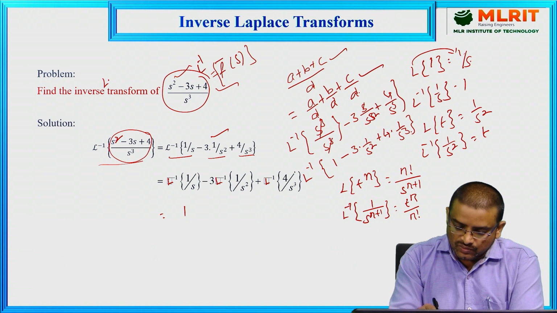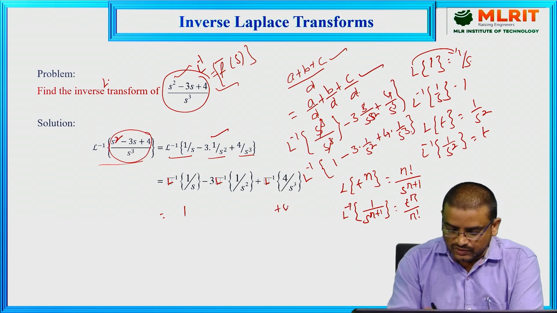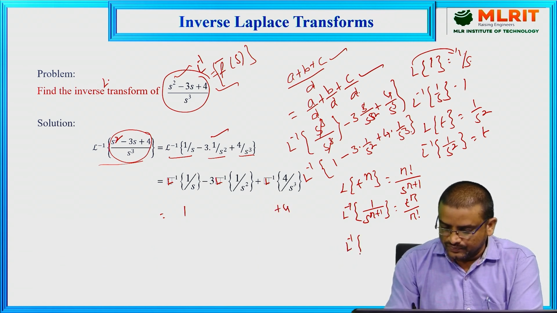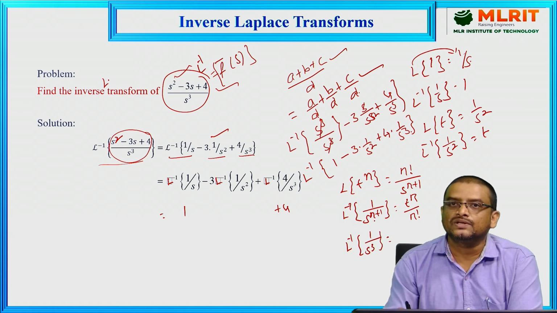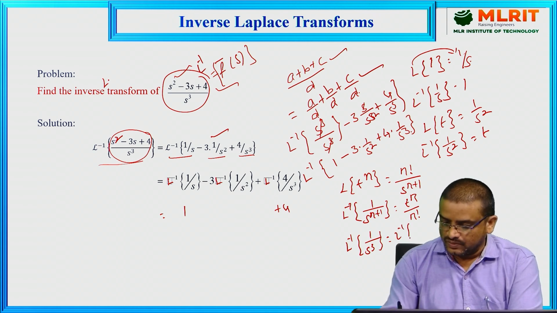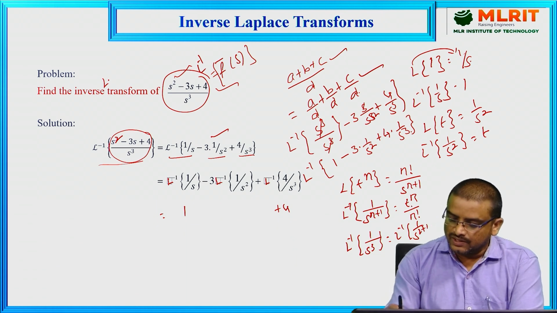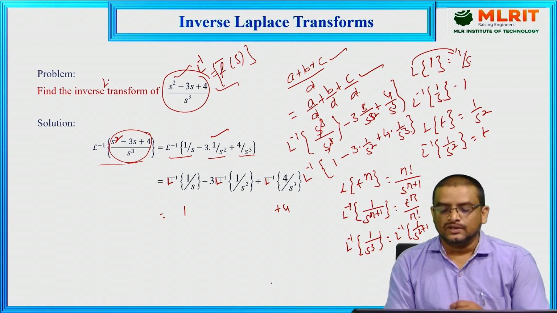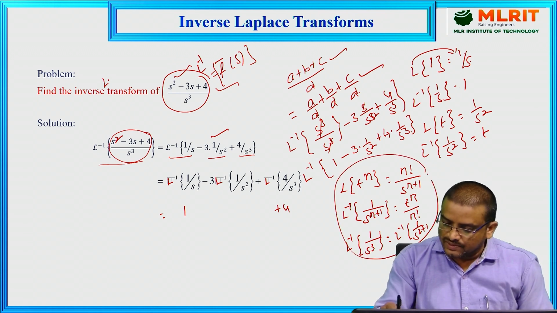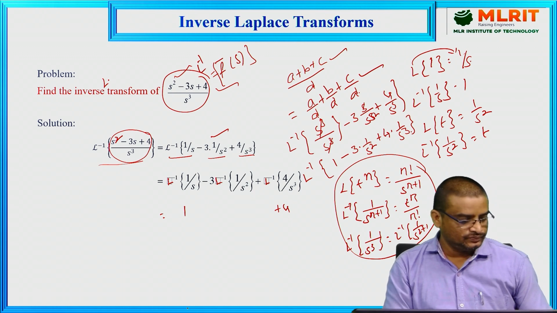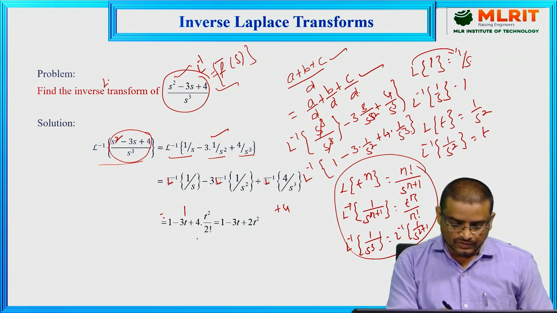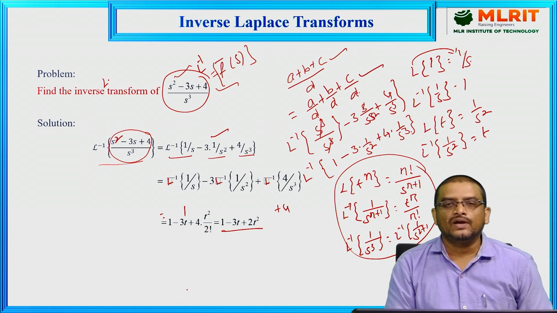Now you take this one, 4 is a constant, so we can take that 4 outside. So that is L inverse of 1 by s cube. You convert this s cube in the form of s power n plus 1. So you will get L inverse of 1 by s power 2 plus 1. So this can be written as t square by 2 factorial. So once you remember these basic formulas, we can find out this L inverse. If you simplify this, finally you will get that value is equal to 1 minus 3t plus 2t square.